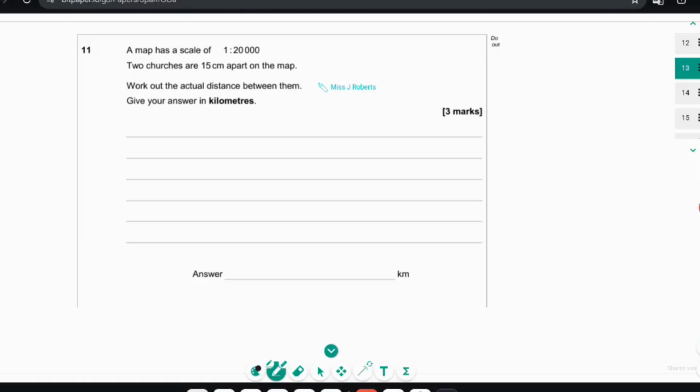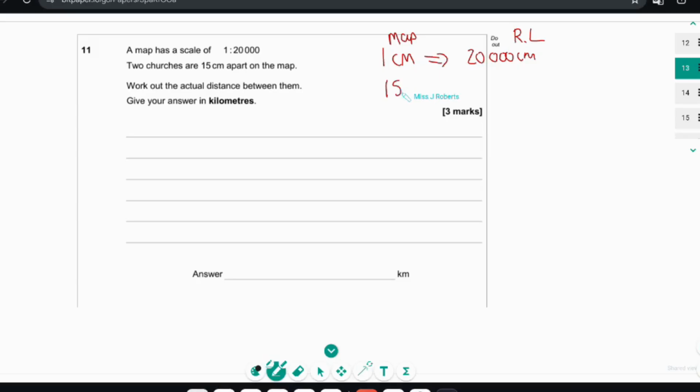A map has a scale of 1 to 20,000. Two churches are 15 centimetres on the map. So this scale means 1 centimetre on the map is represented by 20,000 centimetres in real life. So map, real life. Two churches are 15 centimetres apart on the map. Work out the actual distance between them. So in real life, give your answer in kilometres.